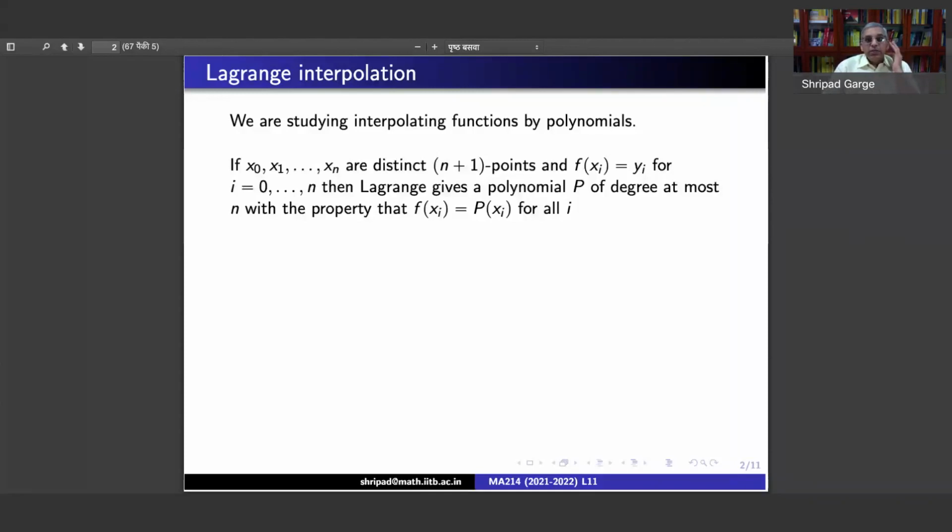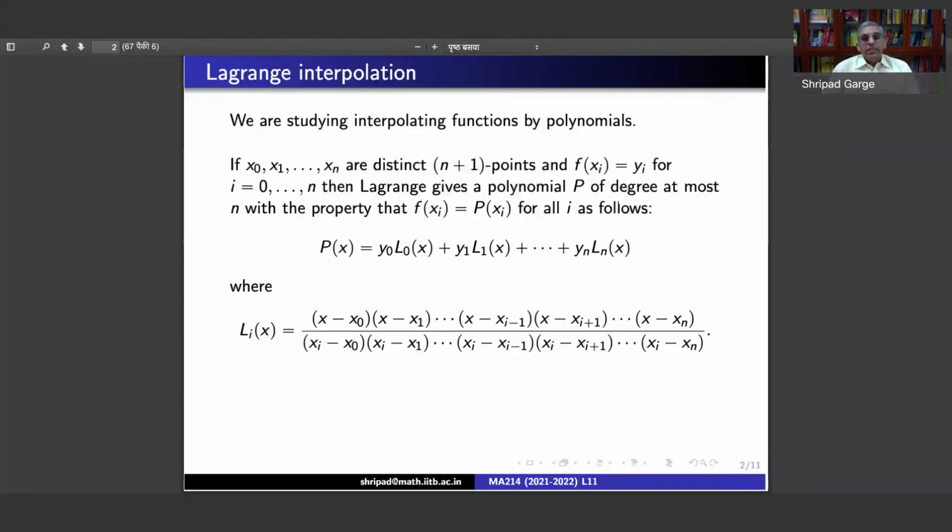How do we construct this polynomial? First of all we solve some special problems, where at each xi the value is 1 and at the other xj's the value is 0. That gives you a polynomial which we call Li. These are the Lagrange polynomials for the given set of n plus 1 points, and then you simply have to take their sum, summation yi Li, or y0 L0 plus y1 L1 and so on up to yn Ln. This is what we have to do.